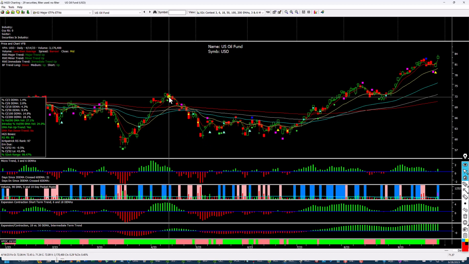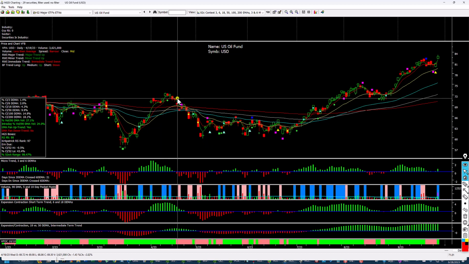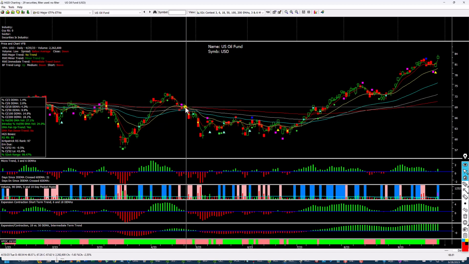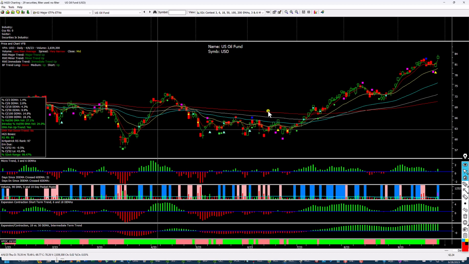Let's go up here and take a look at this. Well, this didn't go negative. This got so extended, it took a while for the 3 to cross the 6, but it happened right here, and the VPOC was already positive. So the VPOC, it's a squirrely indicator. It is very sensitive. It'll turn first, and then that'll give you some warning about what may happen with the 3 crossing the 6.